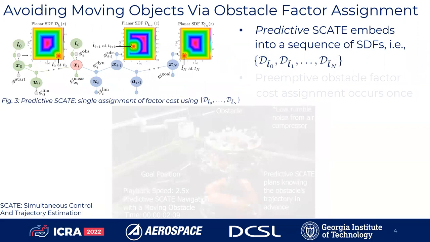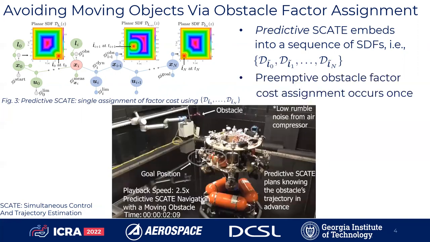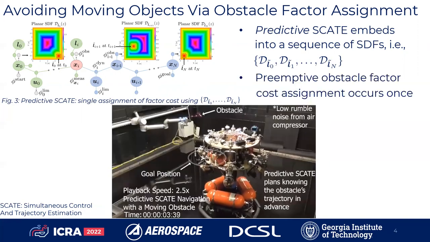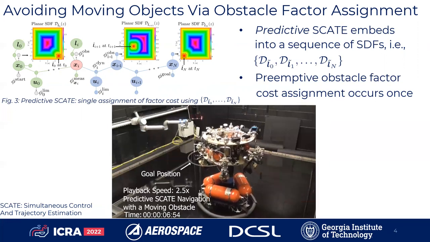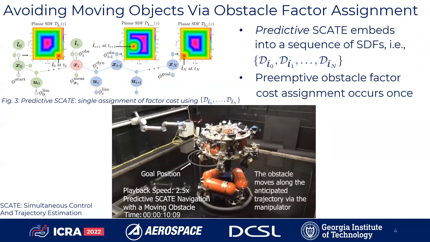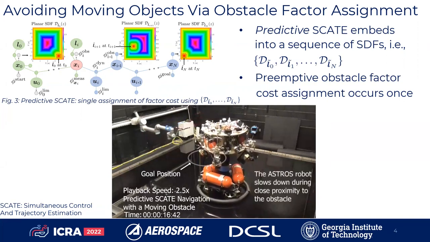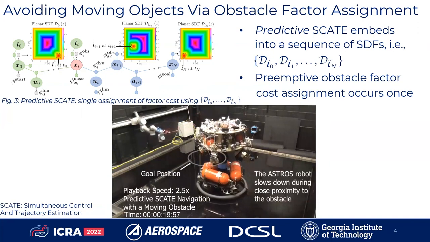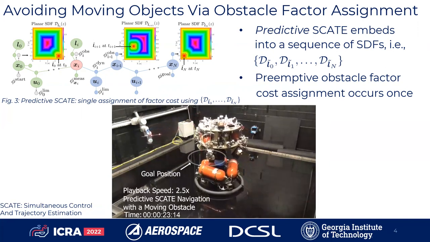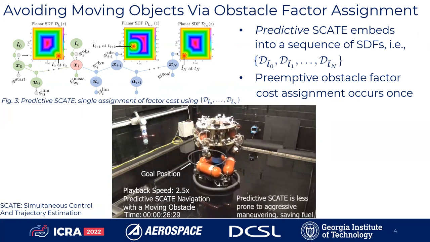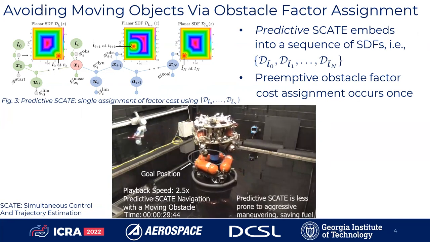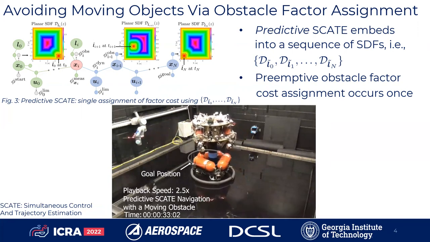We also investigated STEAP navigation, which uses l tilde, or the anticipated obstacle trajectory, to generate a sequence of SDFs as shown in figure 3. This preemptive factor cost assignment occurs only once. Below, we show hardware validation of the robot navigating around a predefined obstacle trajectory, which is given on the manipulator, such that it reaches the terminal waypoint while not colliding and consuming less fuel than reactive SCATE.